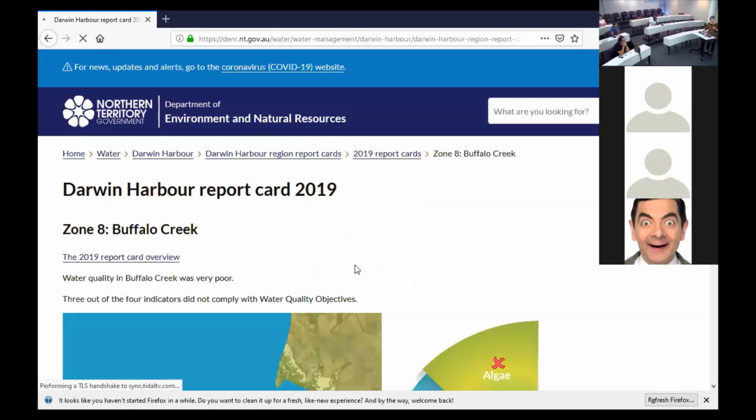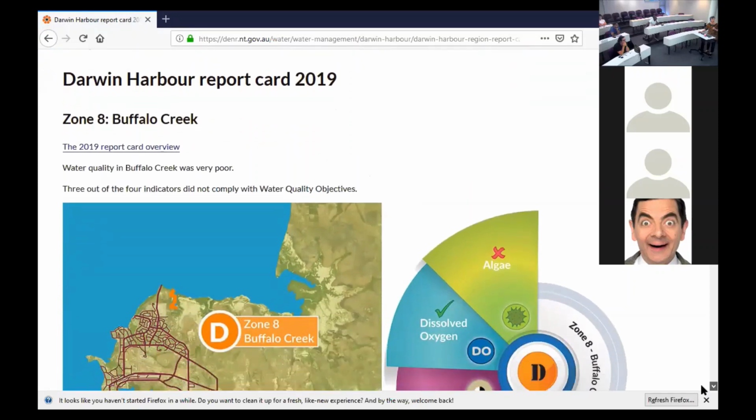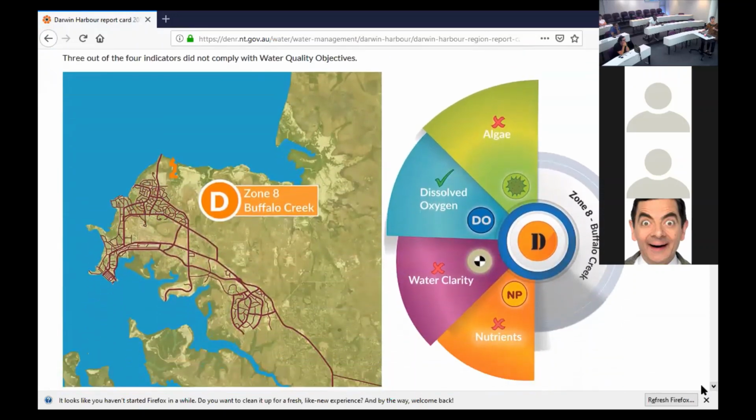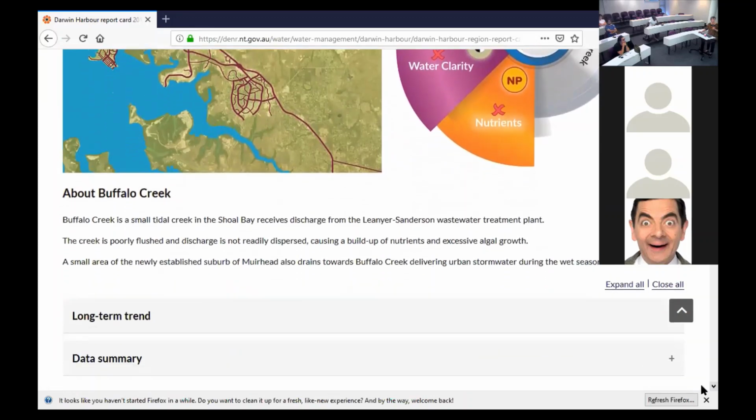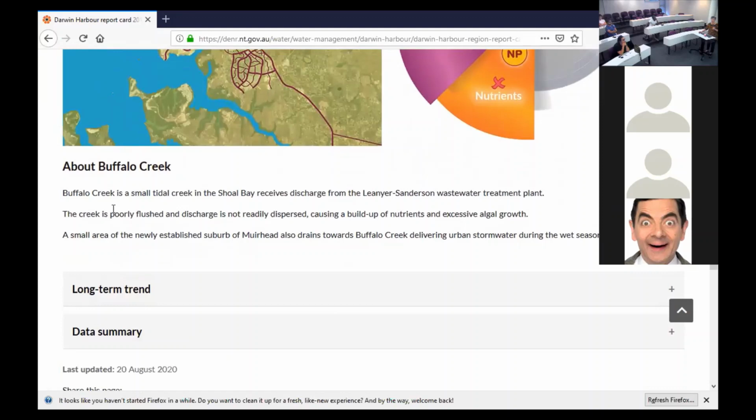So if you click on that, there's a lovely little graphic that comes up. So there, it's a little bit of an amplified map, so we can see where it is. And here's a great little diagram. And so it's showing you that dissolved oxygen levels are good, algae levels are bad, water clarity is bad, and nutrient levels are high. What does all that mean? So you scroll down and it explains.